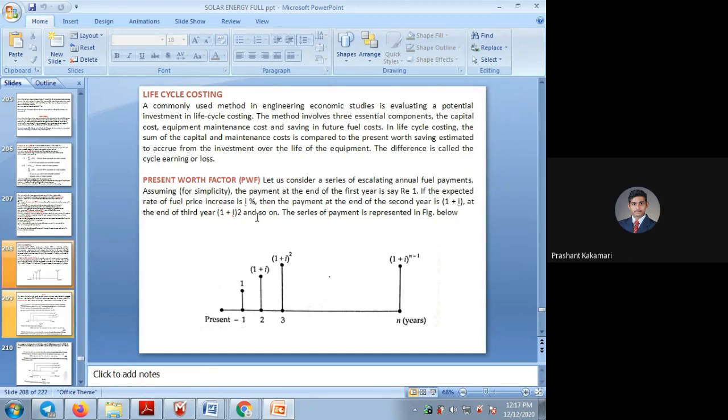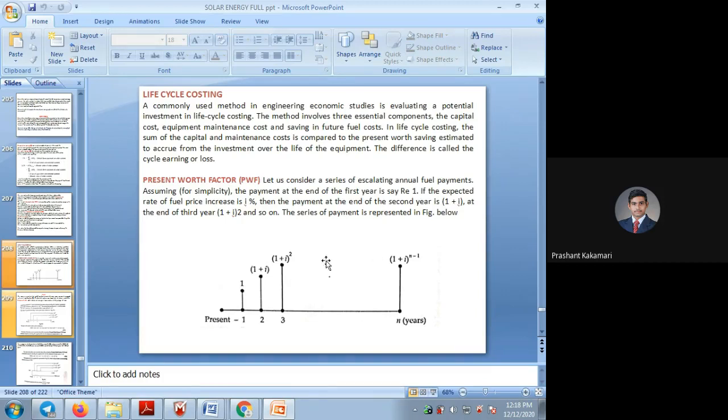So at the end of the third year, it can be taken as 1 plus i raised to 2. And like this, it will keep increasing. So at the nth year, I may write in a similar fashion, 1 plus i raised to n minus 1. So at the third year it is 1 plus i raised to 2, and in the nth year it is 1 plus i raised to n minus 1.